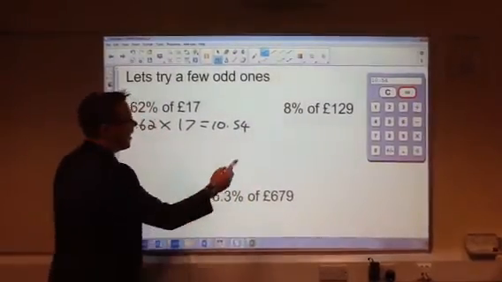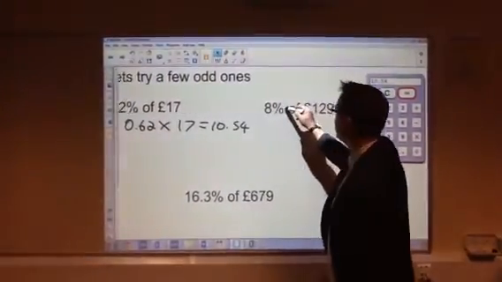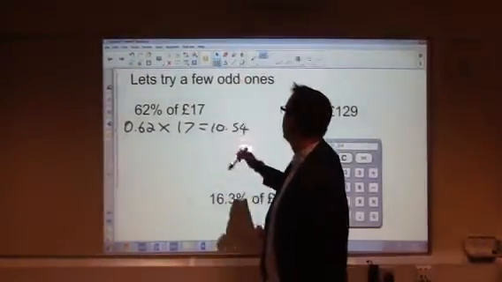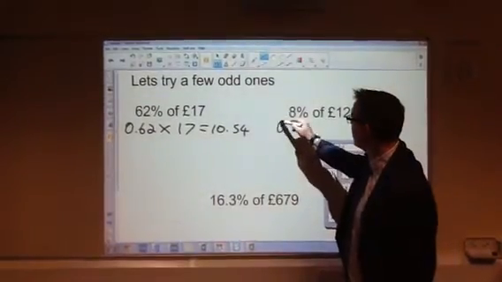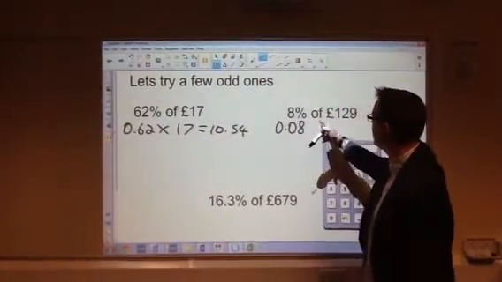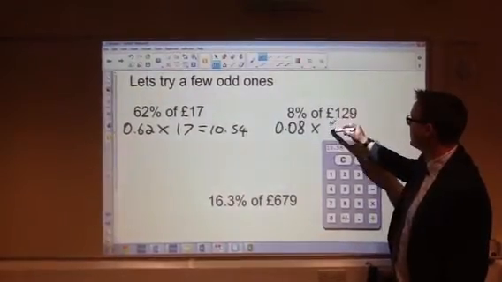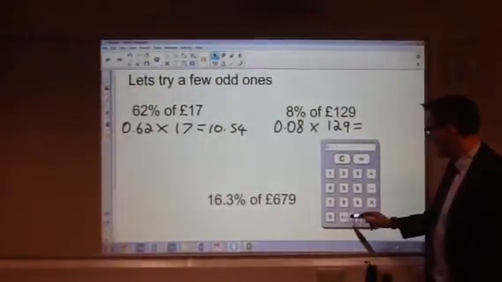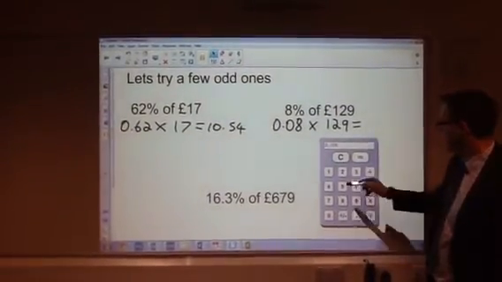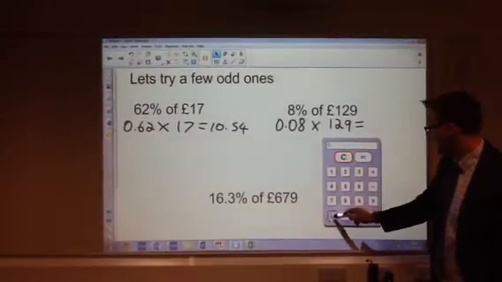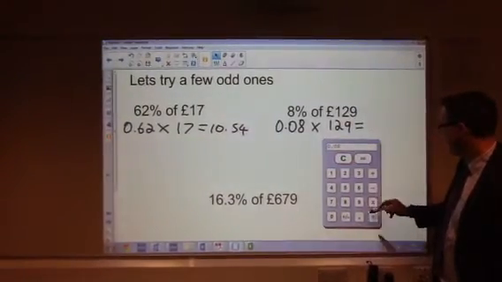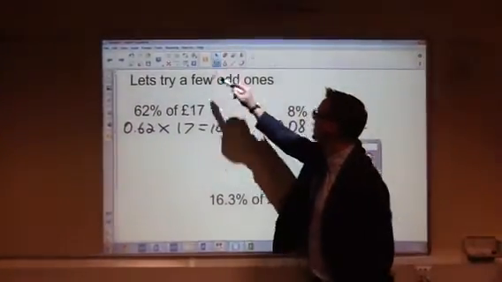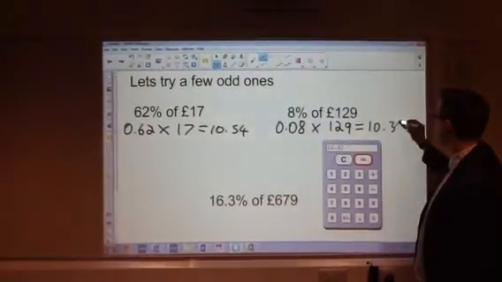Okay. Over here we've got 8%. Be careful with 8% and single-digit percentages. They don't work quite the same way. I can't put 0.8, I would put 0.08. It's a single digit. 'Of' again turns into times, and the 129 stays the same. So once again on my calculator, 0.08 times 129 equals £10.32. So again I've got my answer, £10.32.